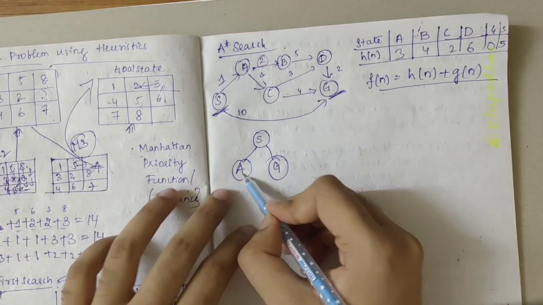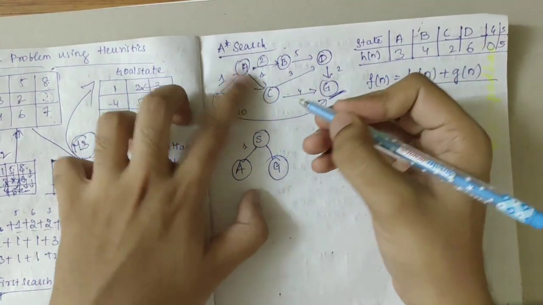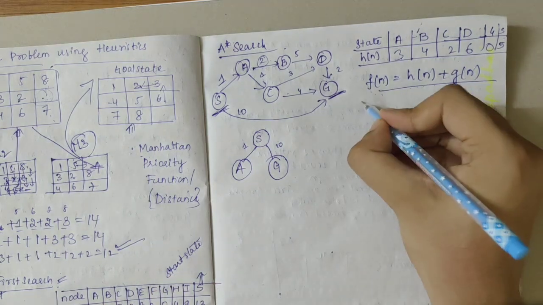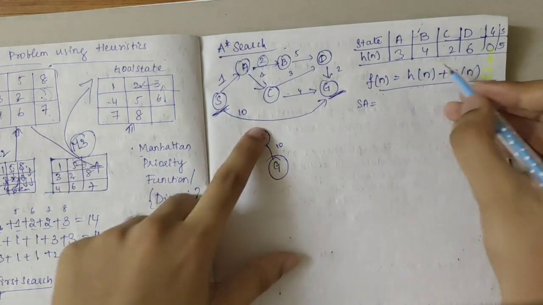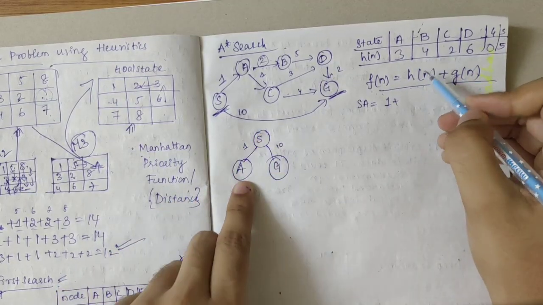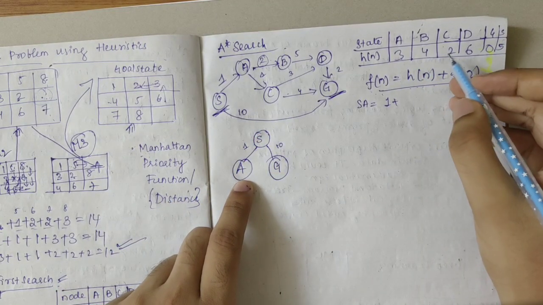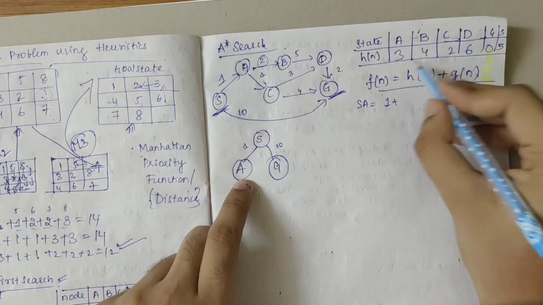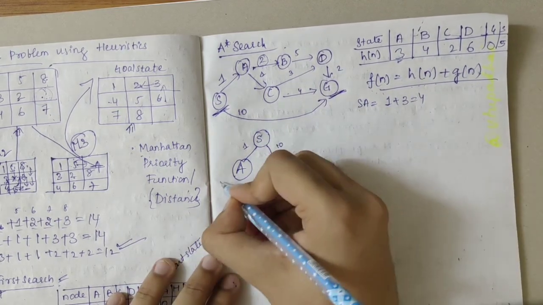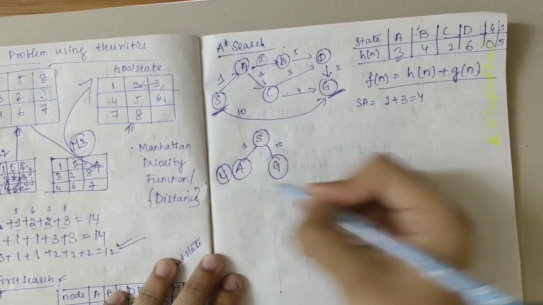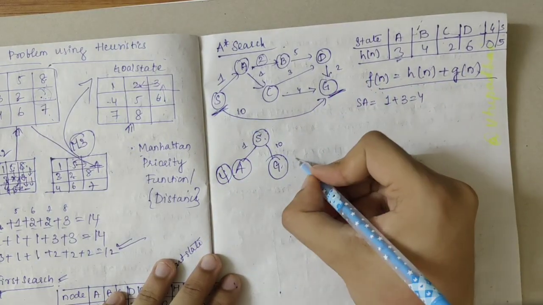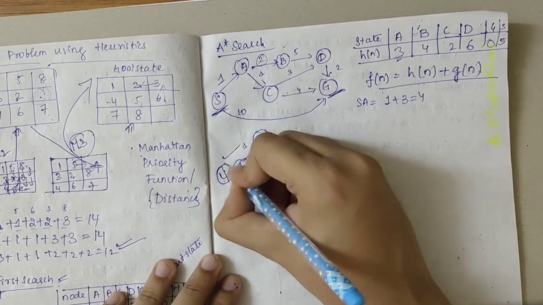So from S to A, I have 1 here, and S to G I have 10 here. So now calculating the f of n from S to A, I have this g of n is 1 and h of n. So calculating the h of n, I would get A. For A it is 3, right? So 3. I'll get 4 here. So S to A I get 4. And for S to G I get 10 plus G is, for G it is 0. So I get 10. So I'll select this path.